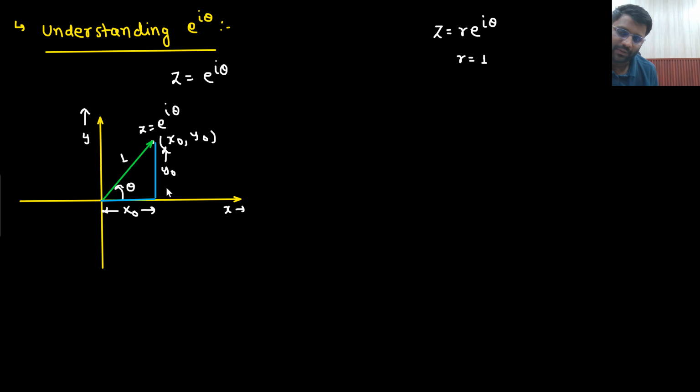I need the value of x naught and y naught to represent this number in the rectangular form. The polar form is already given. Now from the polar form, I need the rectangular form. So the number is z equals e to the power iota theta, and the number will have the coordinate x naught, y naught.